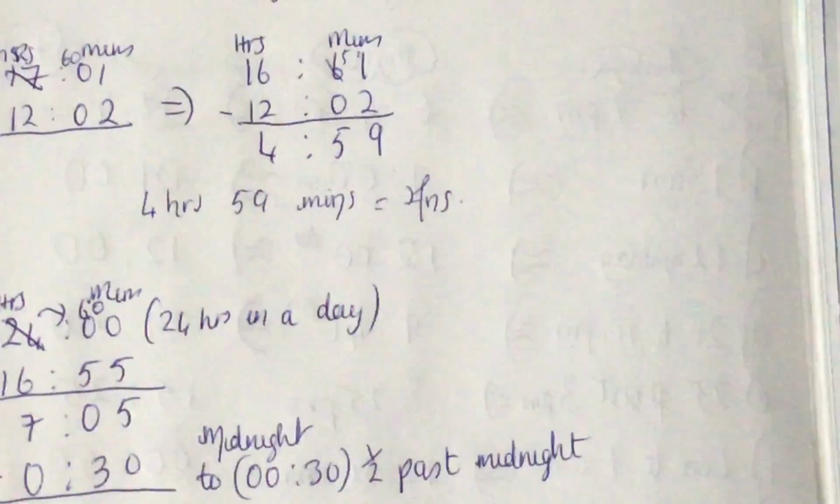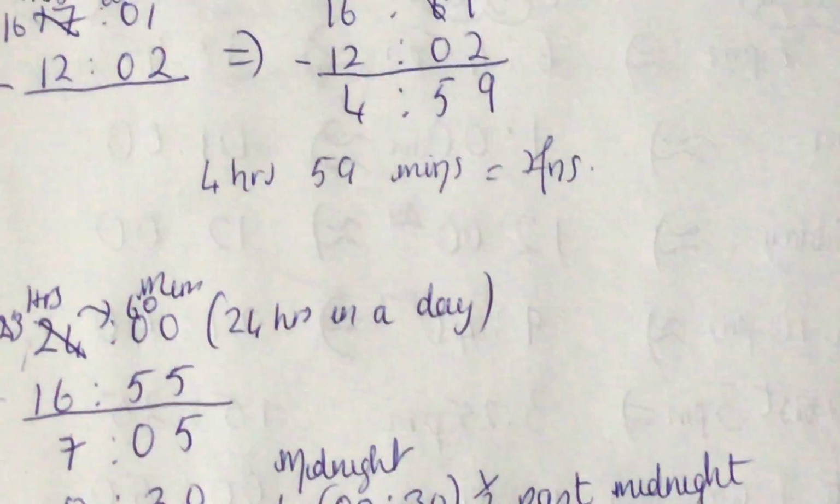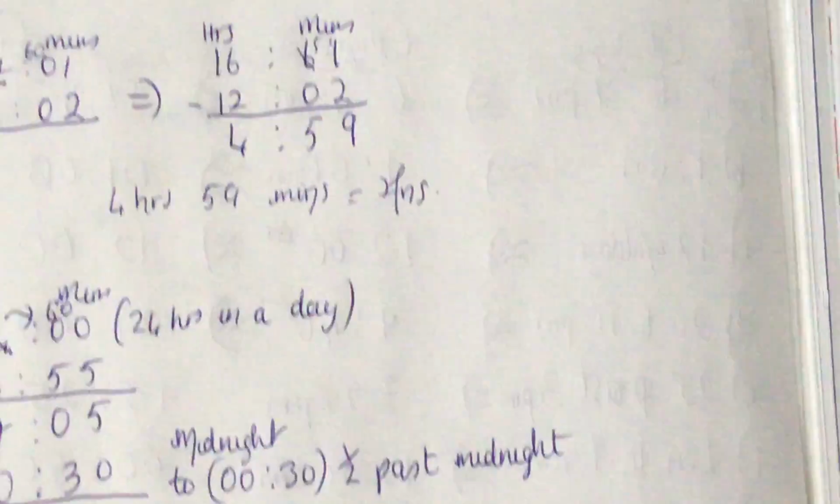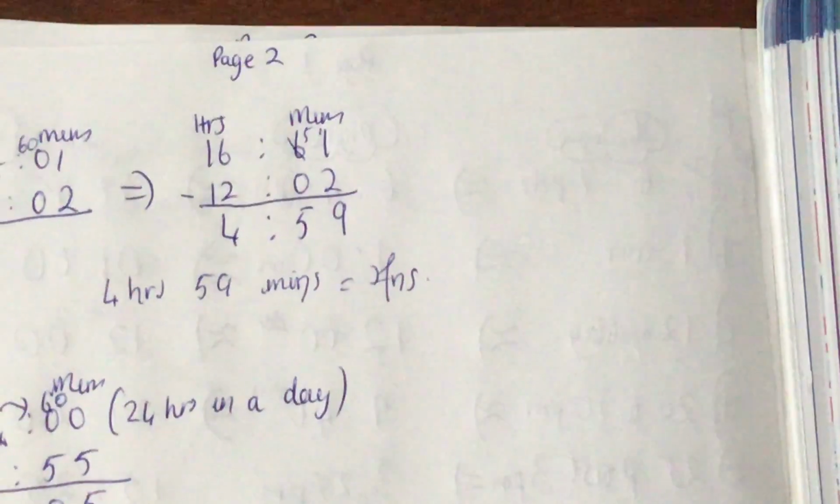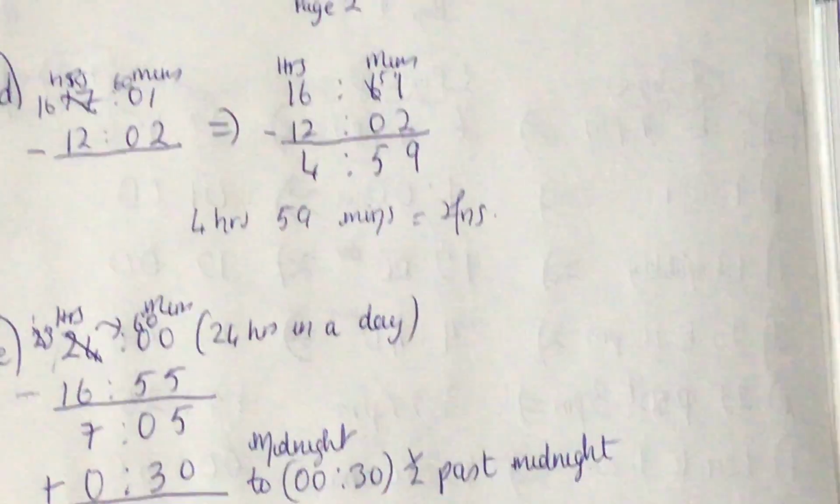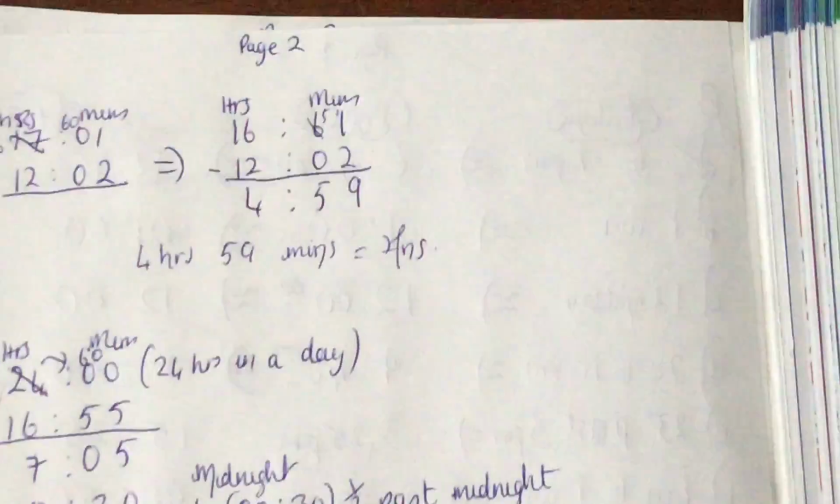As I said, I'm only doing this in order to facilitate the subtraction, because you cannot take 2 minutes from 1 minute. So when I bring over this, the 16 and 61, it's straightforward subtraction, and I end up with 4 hours and 59 minutes. That's the difference between 12:02 and 17:01. And 2E. Okay, 2E, so hold on there, guys.